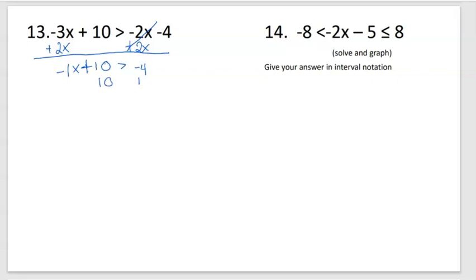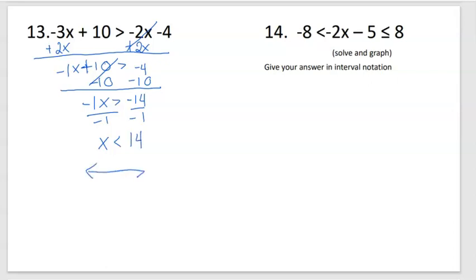Now I'm going to move the 10 to the other side. It was adding, so I'm going to move it with subtraction, using an inverse operation. Negative 1x is greater than negative 14. I divide by negative 1. Remember, when I do that, I will flip the direction of the inequality. Negative over negative is positive, so I've got positive 14.